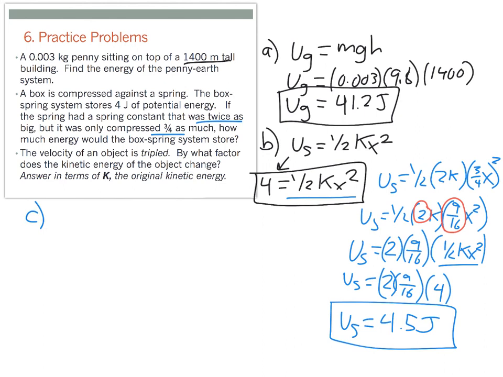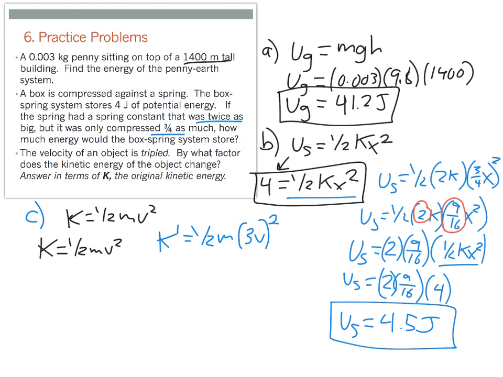Alright, moving on to our last one, we have one with kinetic energy here, and once again this is one where we're going to start with our kinetic energy equation and set up a new and an original. So our original is just going to be that K equals 1/2 mv squared. Our new situation, we're now going to triple our velocity. Okay, so I'm going to say K prime equals 1/2 m times 3v, that entire quantity squared.